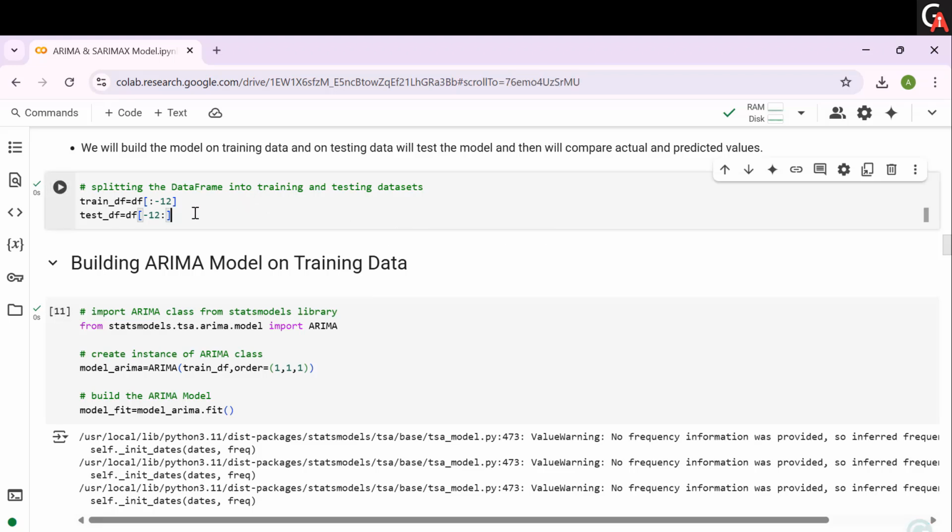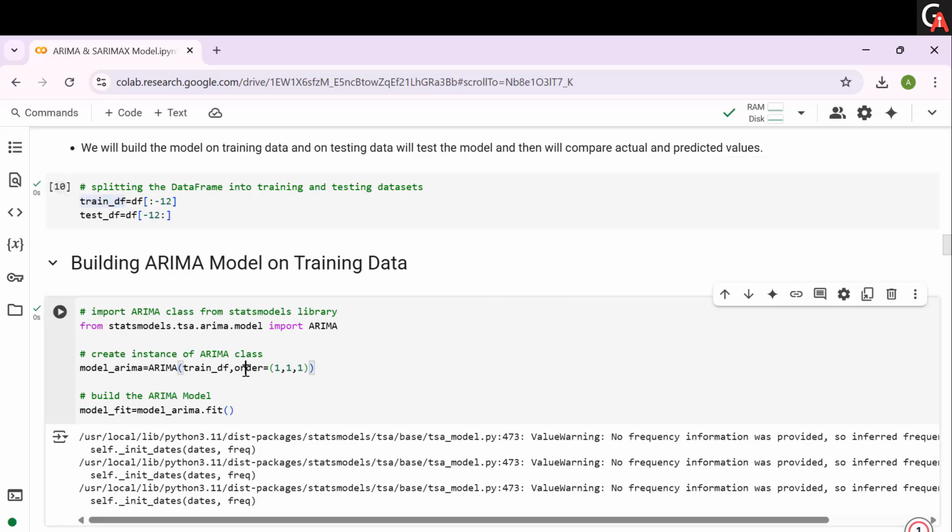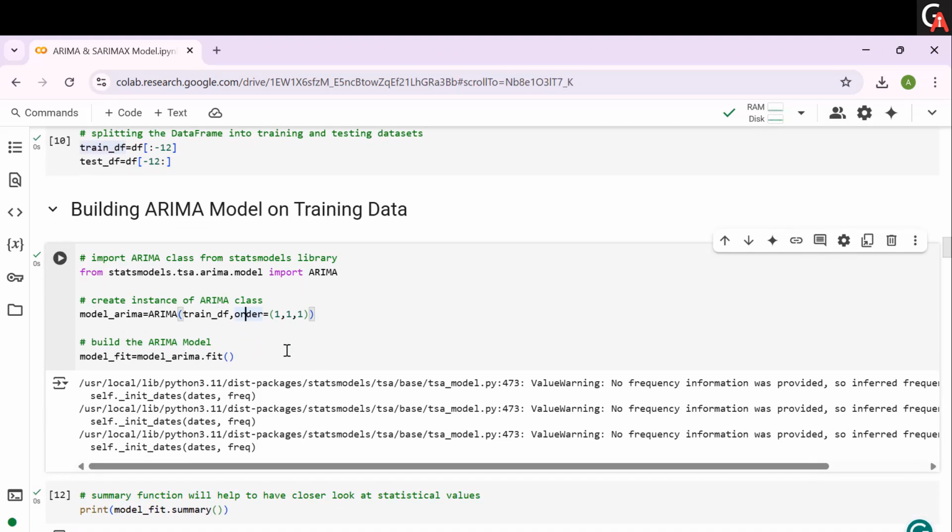Now what I have done is I have stored the last 12 records into my testing data and all the remaining records in my training data. Now let's try to build an ARIMA model on our training data. The training data is stored in this train_df.